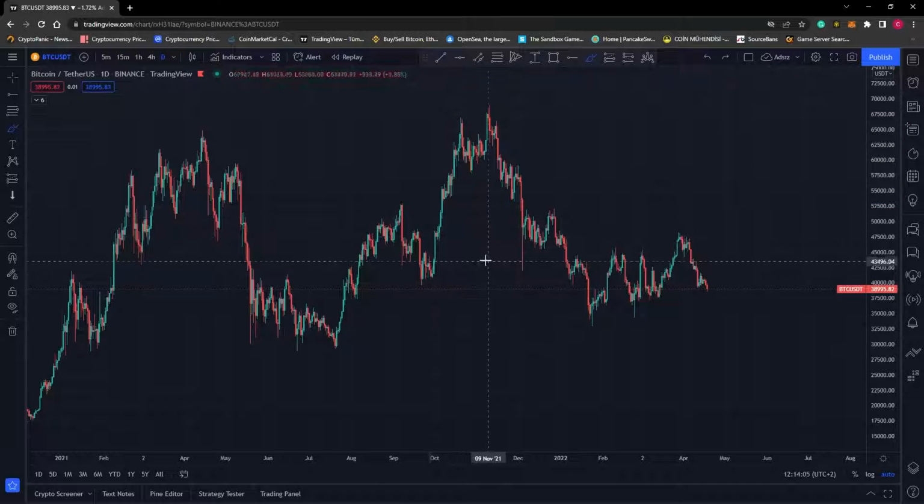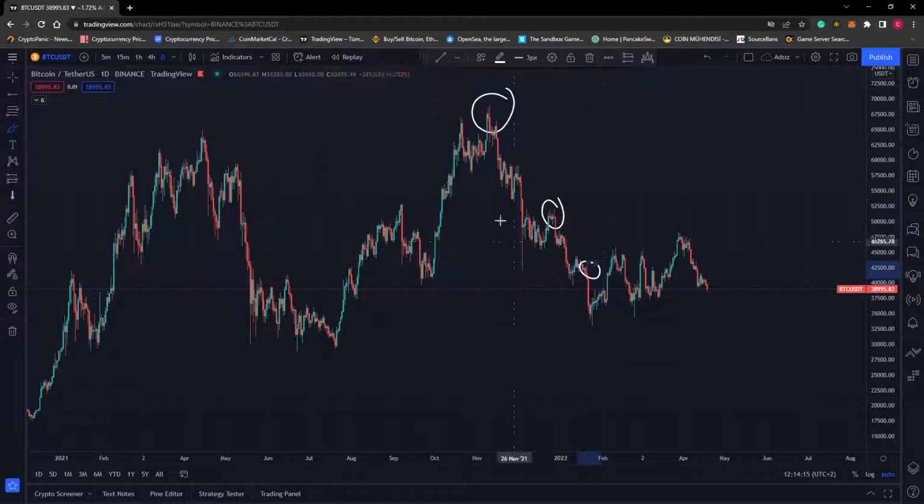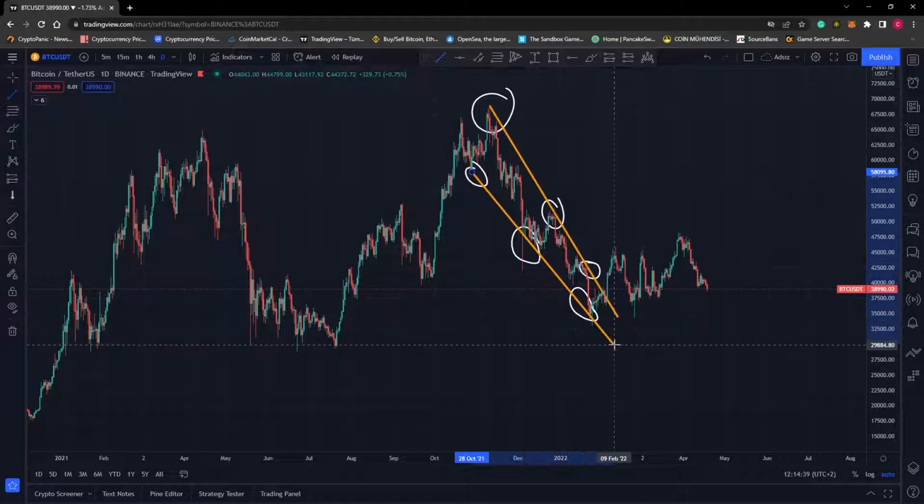We need to find at least two major swing points on both sides to draw trend lines. There is one in here, a second one, the third one right there, same: 1, 2 and 3. The basic idea behind drawing trend lines is to understand when to enter or exit a trade.